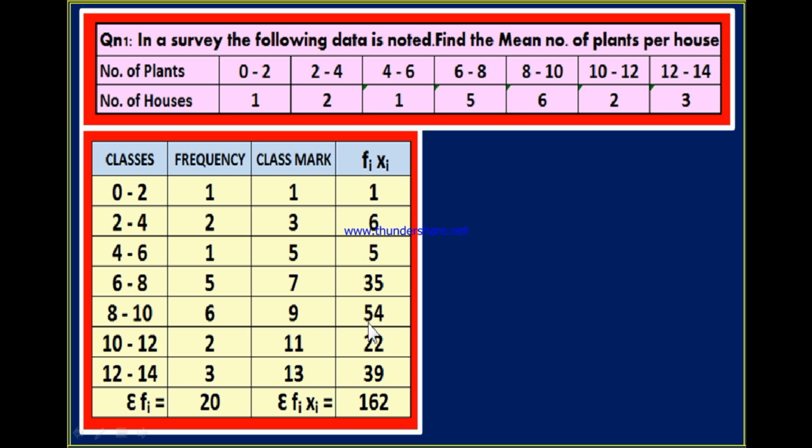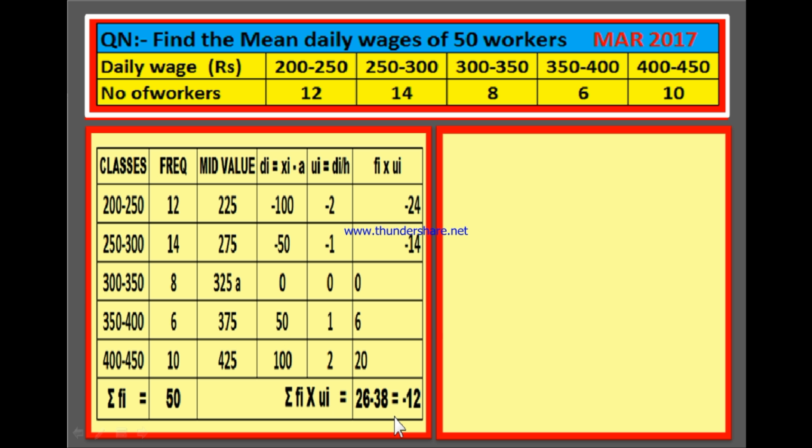You add up now. You add positive values first of all. 6 plus 20 is 26 and you sum up the negative values now. Minus 24 minus 14 is minus 38. What is 26 minus 38? It is minus 12. Therefore, sigma fi ui is minus 12 and sigma fi, sum of the frequencies, is equal to 50. We got sigma fi is 50 and sigma fi ui is minus 12 and A, the assumed mean, is 325. Now let us go to the calculation part.